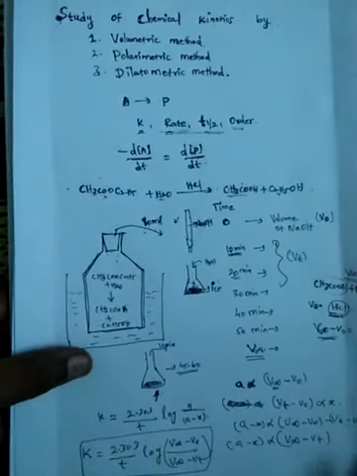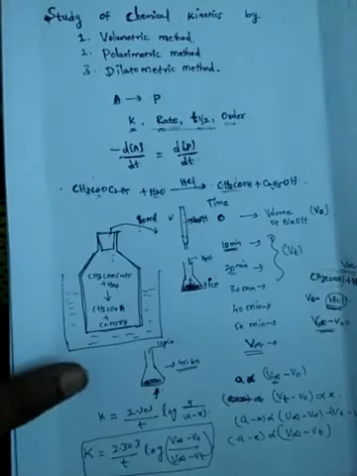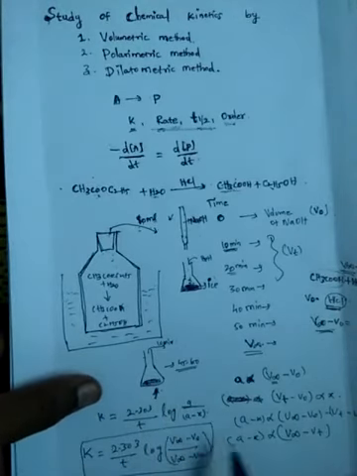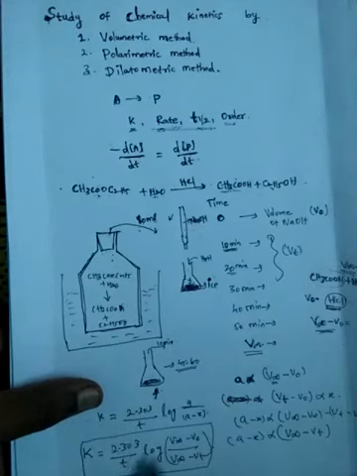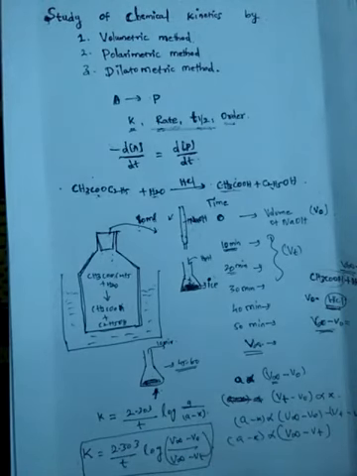So you can find the K value using this equation. You can also convert this into a straight line equation and plot time on the x-axis and log V infinite minus Vt on the y-axis. From the slope you can find the K value. So this is how you can use the volumetric method as one of the suitable methods to study the kinetics of a chemical reaction.